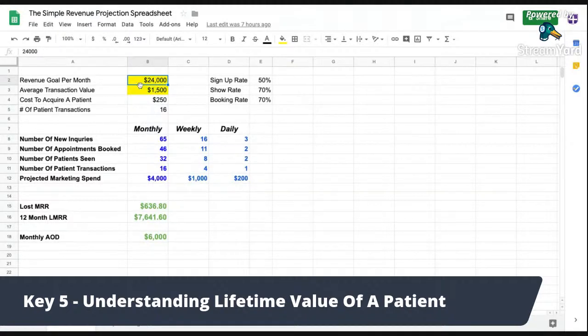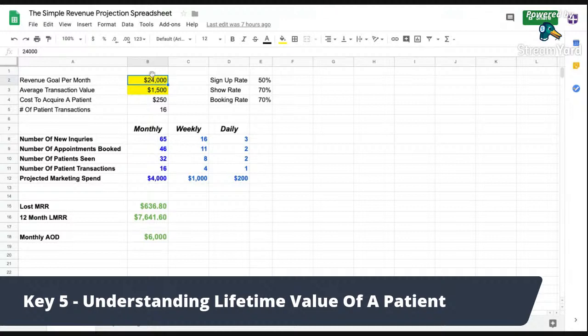So for example, in this case, if you wanted to do $24,000 per month and your average revenue per transaction was $1,500, one of our key metrics that we monitor, and you understood that your cost to acquire a patient was $250. That's a pretty standard number if it's a high price thing, and that number can go up or down. But again, later on in a bonus video, I can actually talk more about cost to acquire a patient, but let's just leave it there that it's $250, okay?